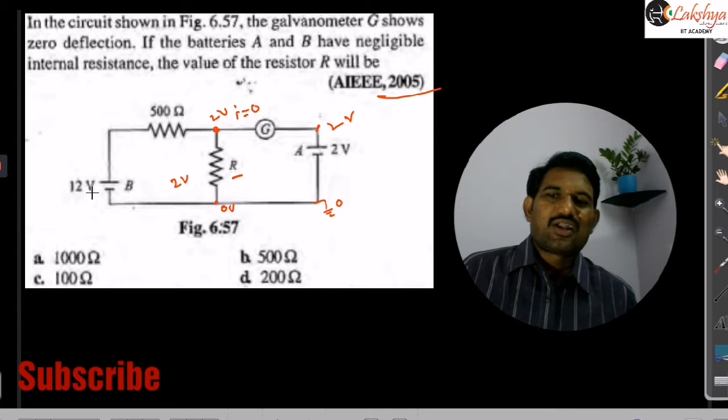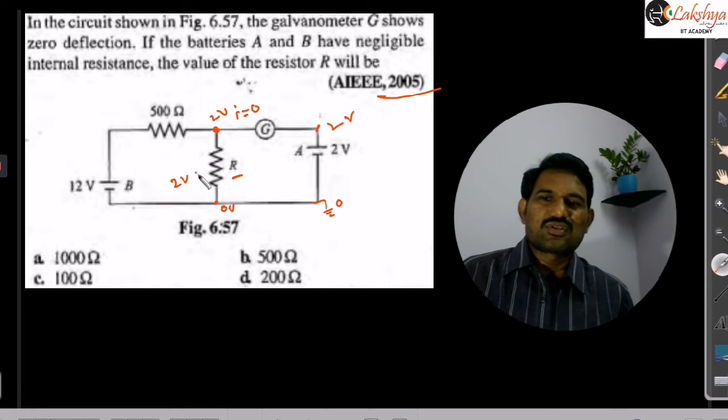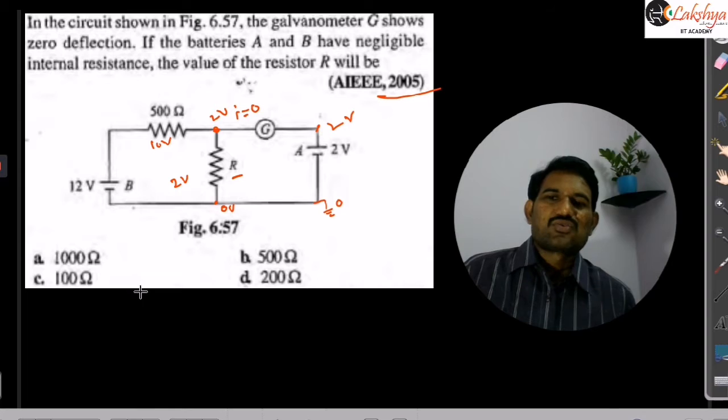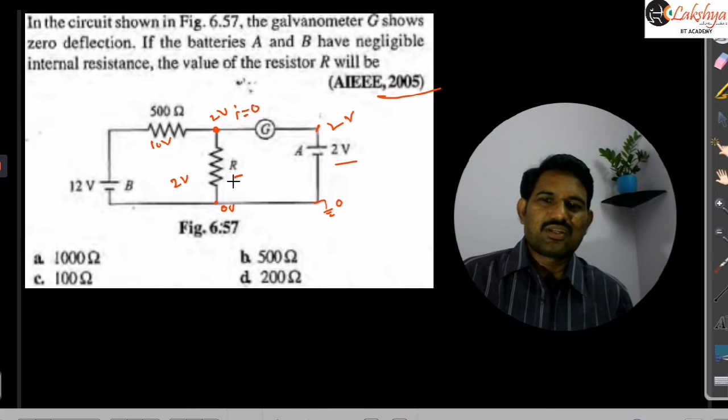Now if you consider this closed loop, the left loop, in this loop in total we are applying 12 volts. Out of this, 2 volts potential difference is there here. The remaining 10 volts must be there here, right? So 10 volts potential difference must be there here. This potential difference will be equal to the total applied potential difference. There is no current flowing in the circuit here, so this value is directly 2 volts we are saying.